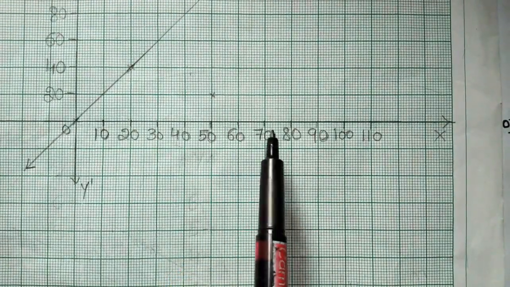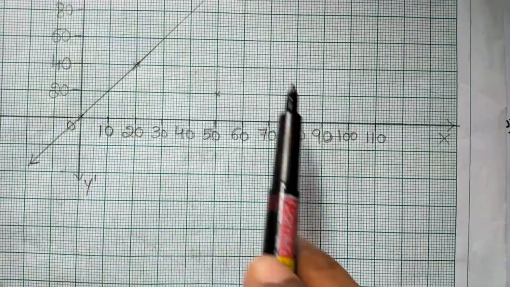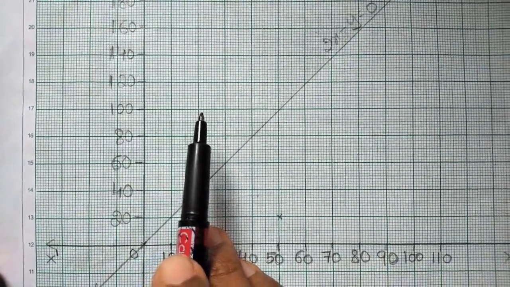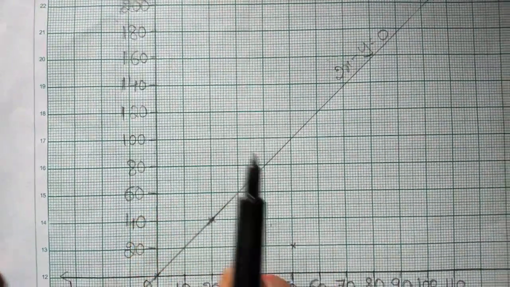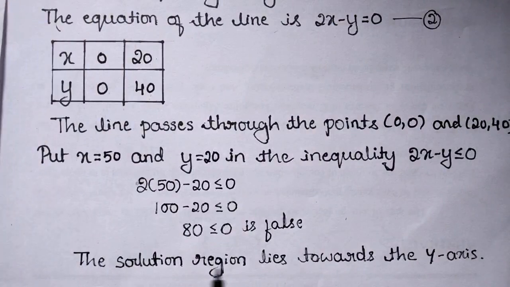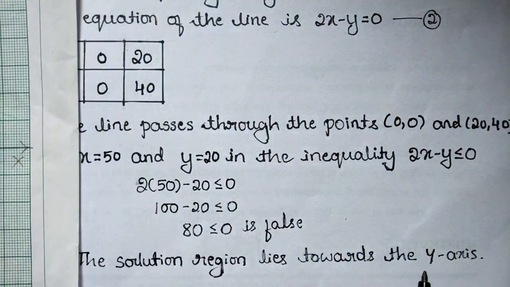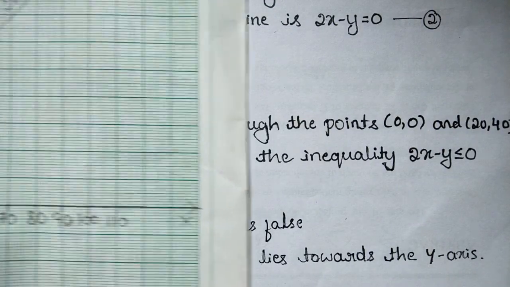This point is towards the x-axis. This is not the solution region. Then the solution region will be the region which is not including the point, that is towards the y-axis. So I have written the solution region lies towards the y-axis. Or you can also write the solution region lies away from the x-axis.